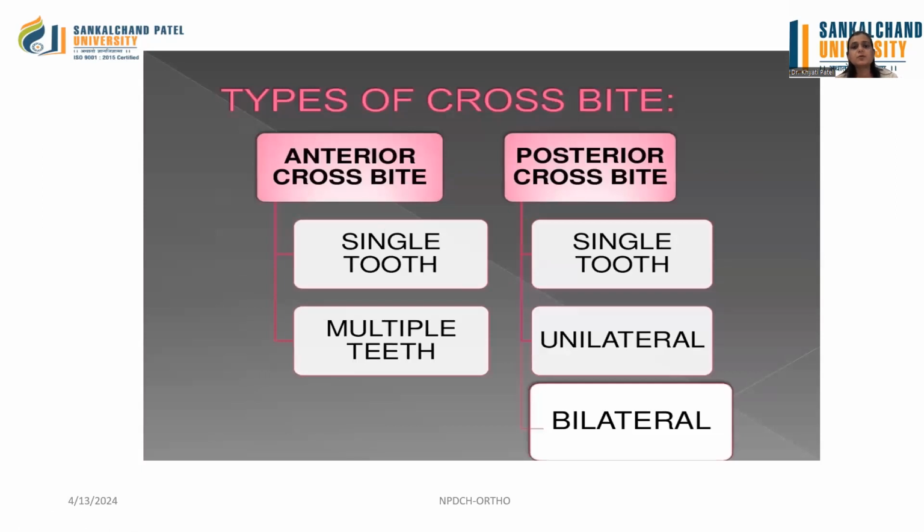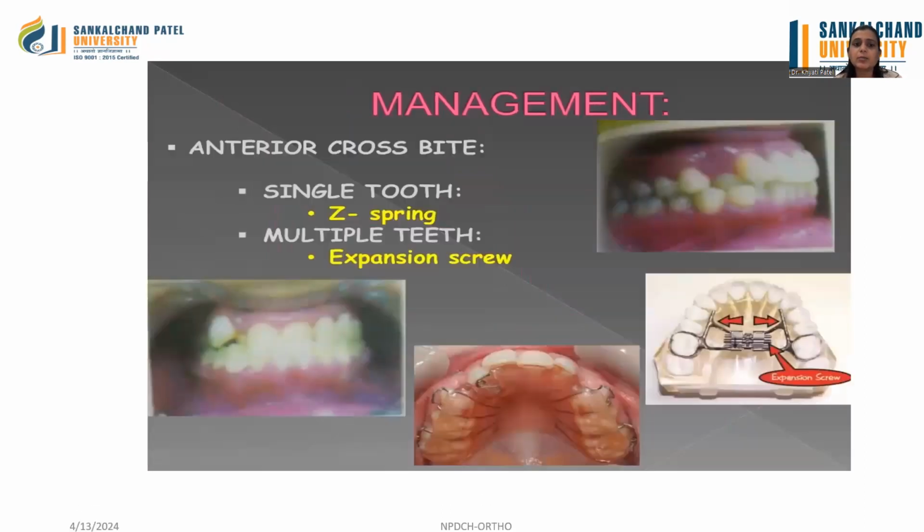There are different types of crossbite. There is anterior crossbite and posterior crossbite. In anterior crossbite, there is a single tooth or multiple teeth. In posterior crossbite, it's a single tooth, unilateral or bilateral.